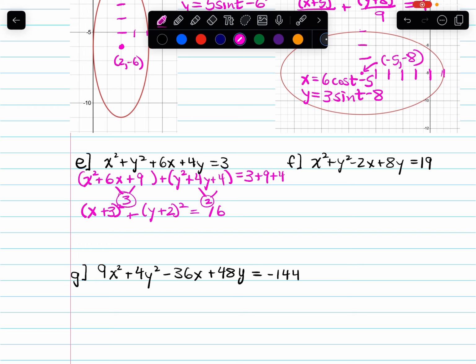So there's our circle, and then the parametric is going to be x equals 4 cosine t minus 3, y equals 4 sine t minus 2. Because notice that the center is negative 3, negative 2.